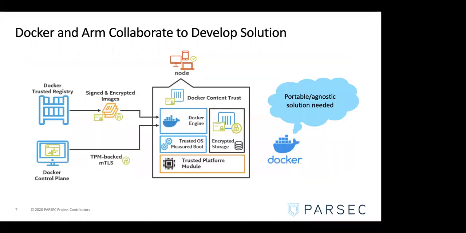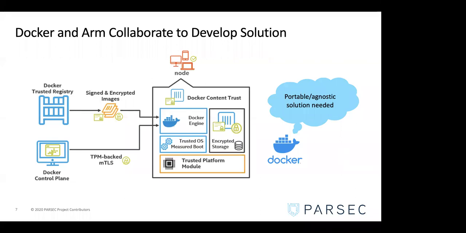Parsec really took off when Arm and Docker got together in the spring of last year and collaborated on a solution to this platform agnostic root of trust problem. At the time, Docker Enterprise was already integrated with TPM to bootstrap trust between nodes and Docker Trusted Registry, but they were also looking for a way to make this integration more portable.